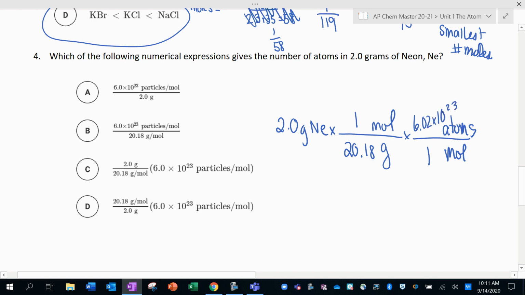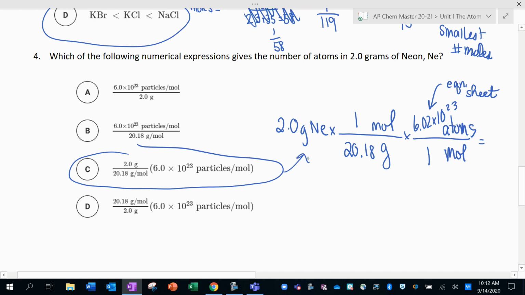That's Avogadro's number. Just so you know, this right here is on your equation sheet. This is not something you need to memorize. You just need to know how to use it and where to find it. And so this is your setup. And I don't have to stop and plug it in my calculator because the question's just asking me what the setup looks like. And so that looks like C. That matches my setup right over there.